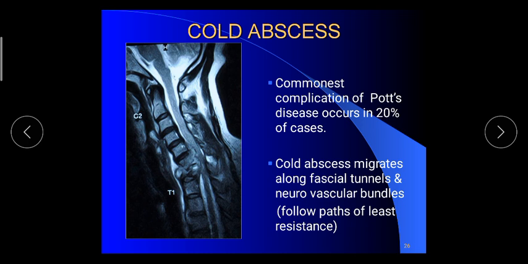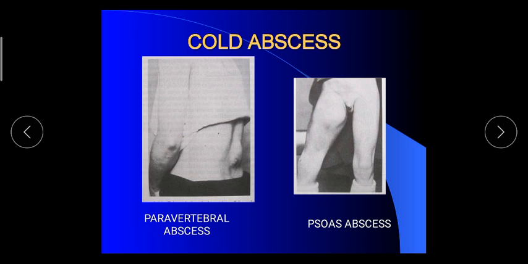Cold abscess. This is the commonest complication of Pott's tubercular spine, which is seen in 20% of the cases. The cold abscess migrates along the fascial tunnels and the neurovascular bundles. That is, it chooses the path of least resistance. This is the paravertebral abscess. This is the psoas abscess.